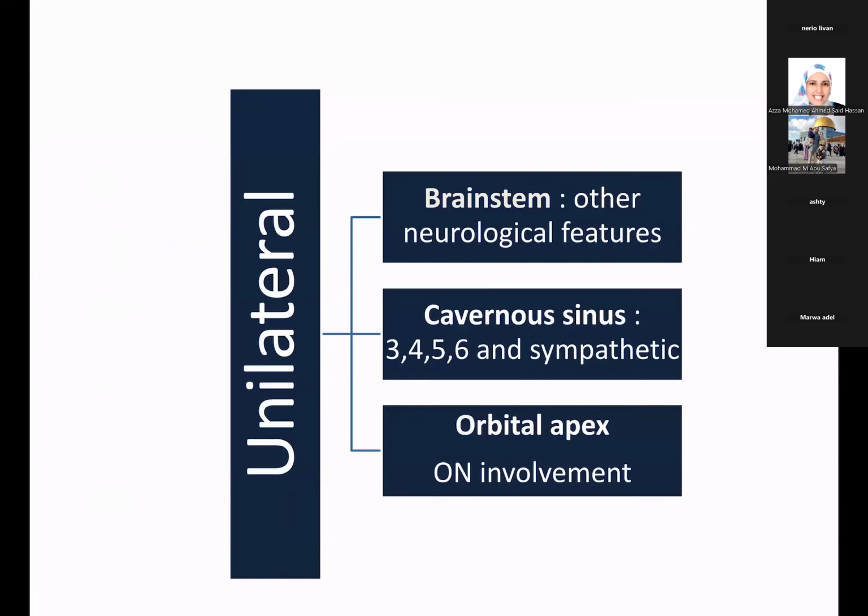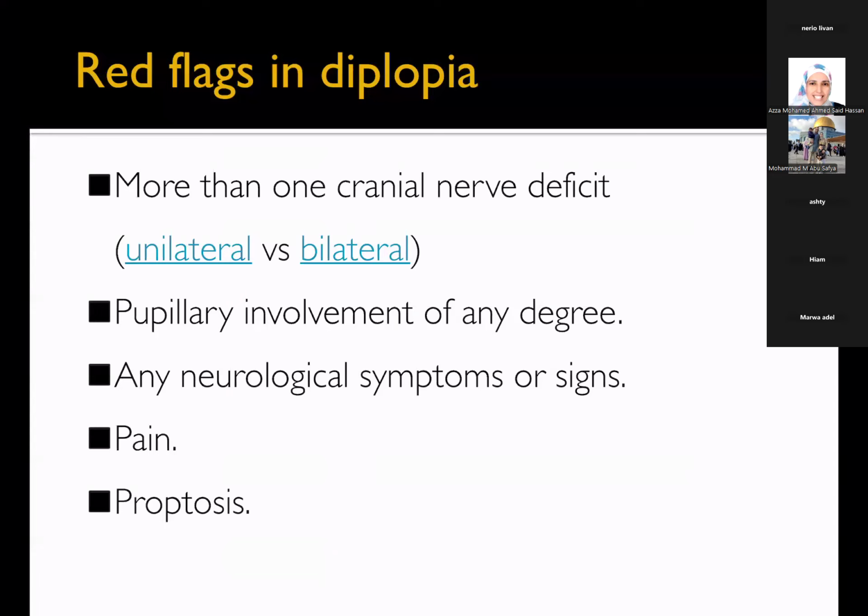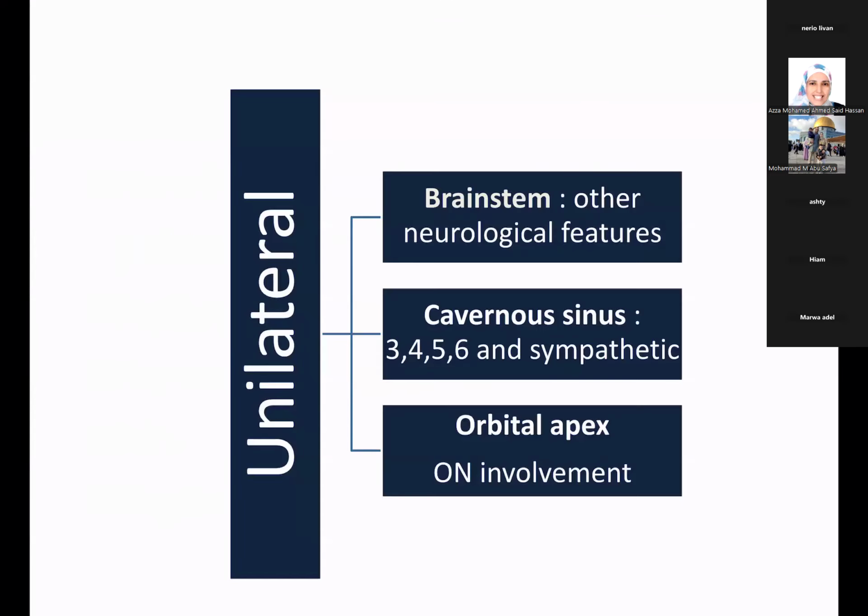Back to the unilateral causes, as we mentioned in the previous slide, more than one cranial nerve deficit can be unilateral or bilateral. We're talking now about unilateral causes of multiple cranial nerve palsies. We have to look for other neurological features of brainstem function. We have to look if there is any association of further cranial nerves due to cavernous sinus thrombosis, as I mentioned. And another unilateral etiology is orbital apex syndrome. Orbital apex syndrome or Tolosa-Hunt syndrome can be associated with optic nerve involvement.